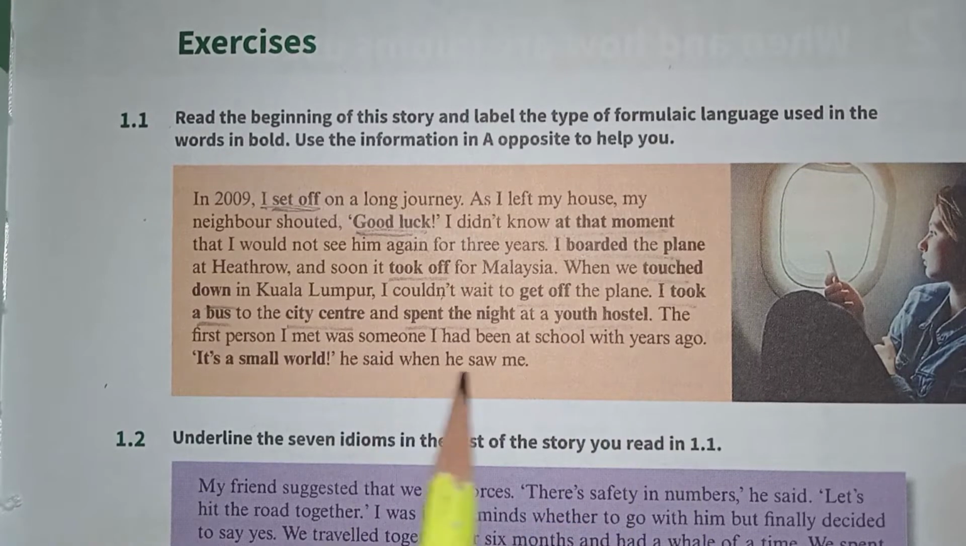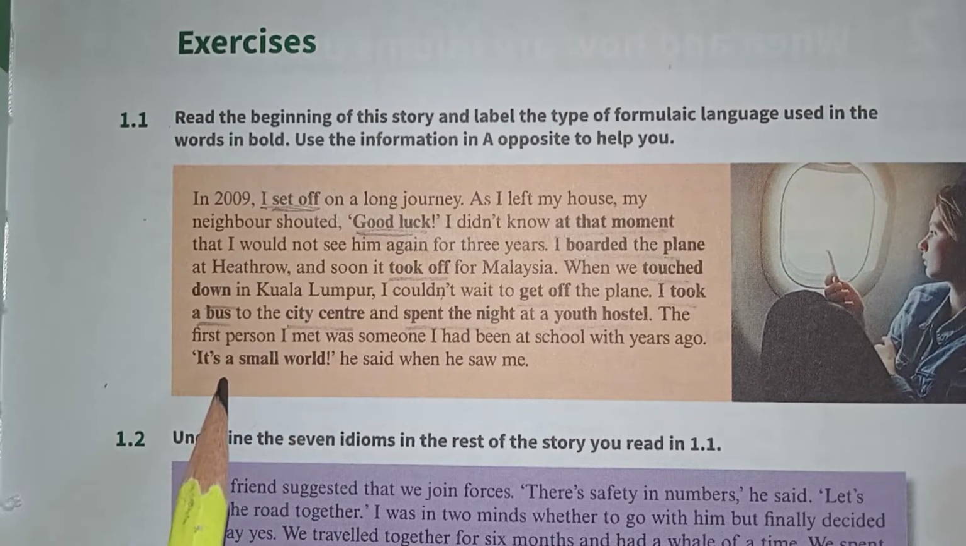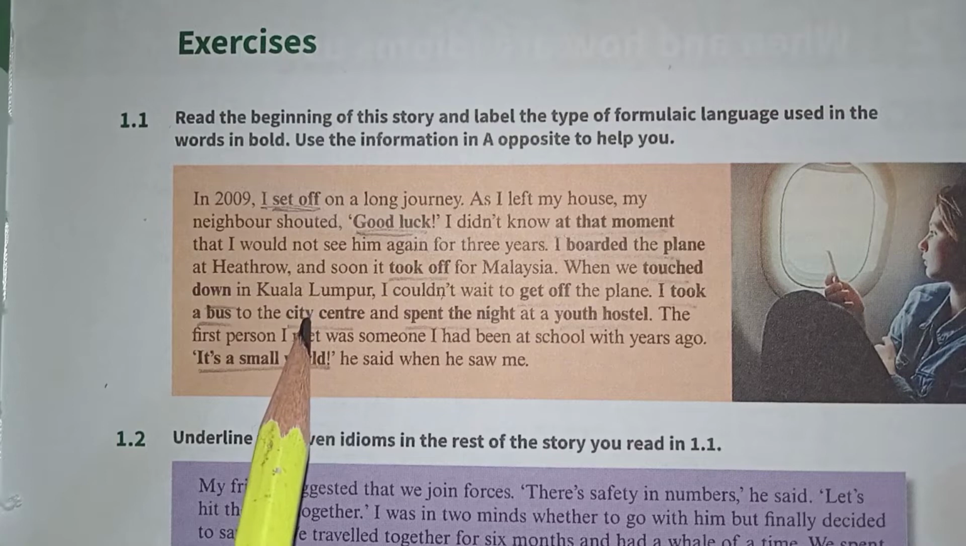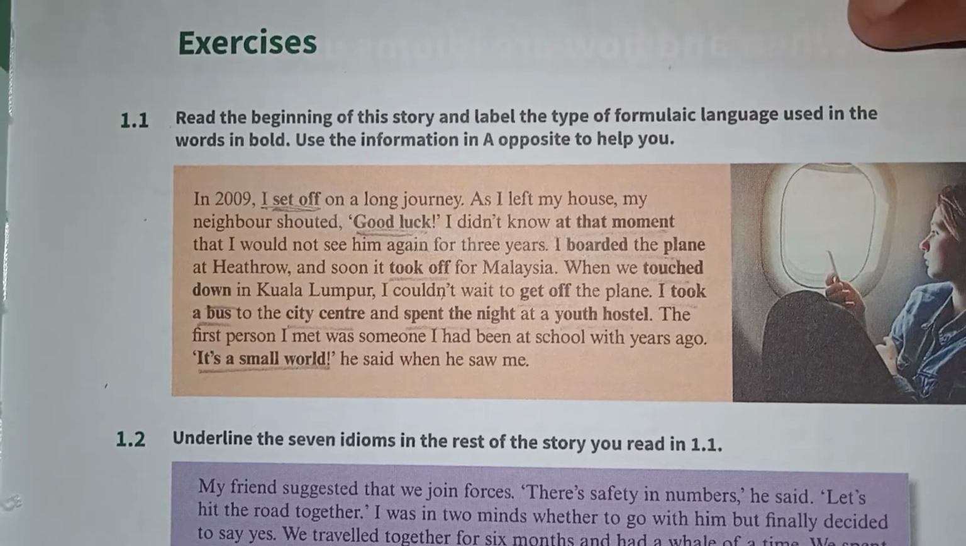Here we have it's a small world. It's a saying or proverb, we can say quotation. It's a quotation or saying, it's a small world. So we have found all the types of formulaic language in idioms. We have done the first part of this exercise.